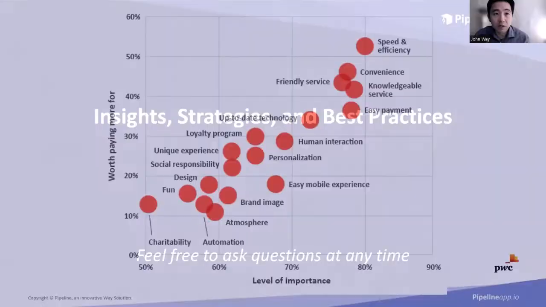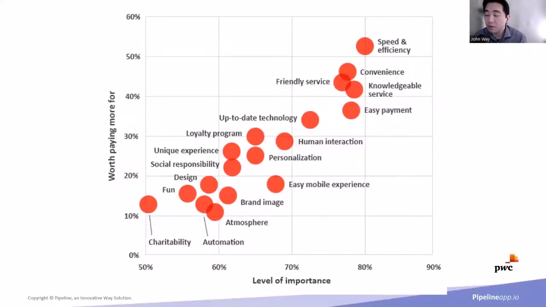And actually, if you look at the research from PwC, who did research on this, they noted the key things that customers expect from service providers. And as you can see at the very top, speed and efficiency is number one. It is the most important thing that customers want from their service providers.